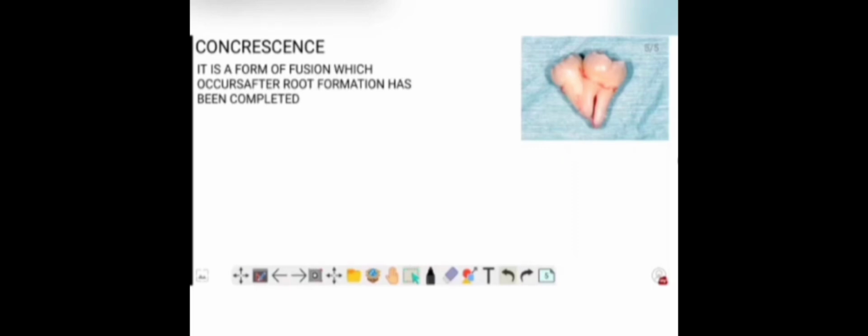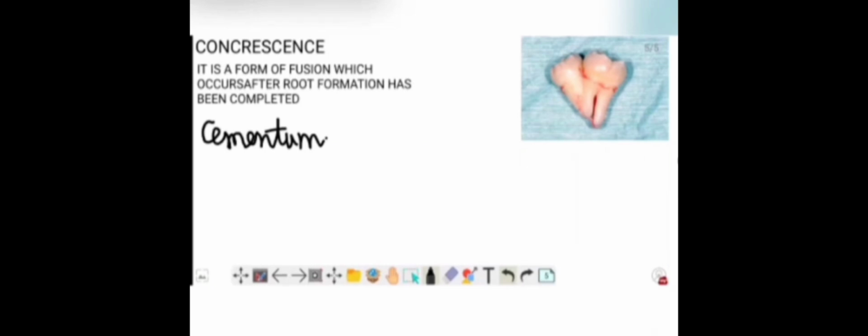We have studied fusion, that it is the union of two normally separated tooth germs. Now let's see what is concrescense. It is a form of fusion which occurs after the root formation has been completed. So in this case, teeth will be united by cementum only.